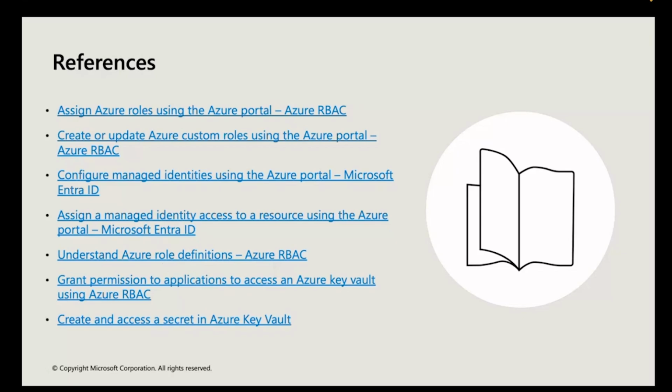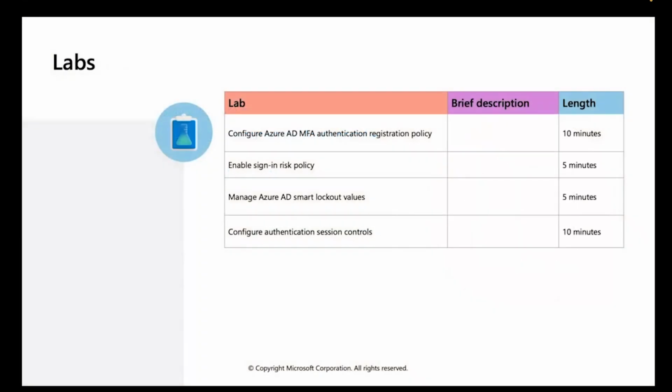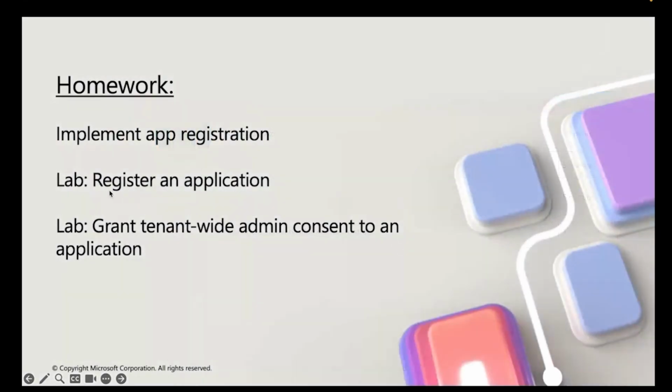Now, apart from this, we have some hands-on lab activities. This is for homework. So you will perform some lab activities related to configuring Azure AD MFA authentication registration policy, enabling sign-in risk policy, managing Azure AD smart lockout values, configuring authentication session control, and registering an application, granting tenant-wide admin consent to an application. Basically, this lab is part of the next discussion that we complete in day 3.